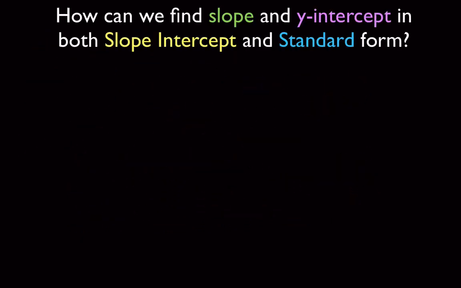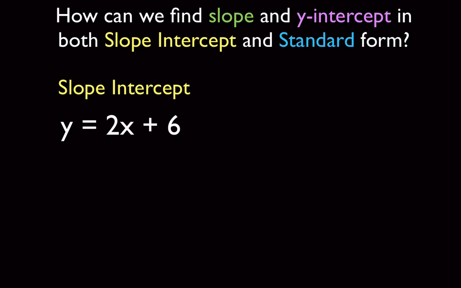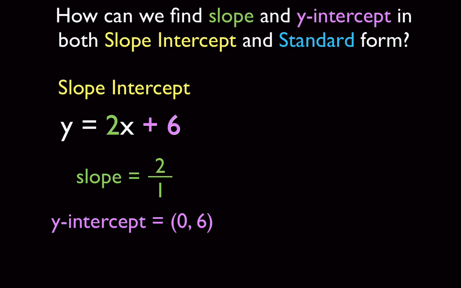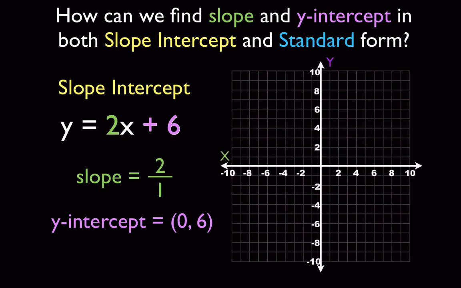So first of all, in order to do this, we need to know how to find slope and y-intercept in both forms. So we're going to do a quick review. First of all, in slope-intercept form, it's really easy because it's called slope-intercept. That's the slope, and that's the y-intercept. So it's very, very simple in slope-intercept form. In standard form, it's a little bit more complicated. Now to graph it, we start with the y-intercept. We do rise over run, up 2 over 1, and we graph our line. And that's it.